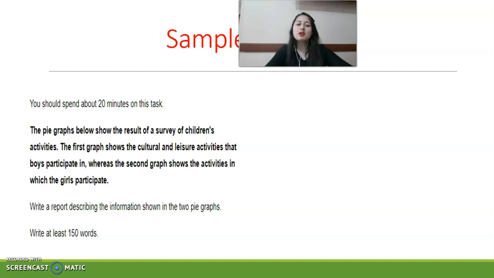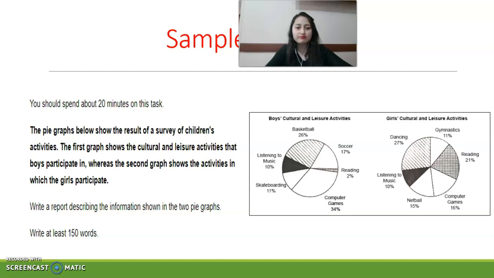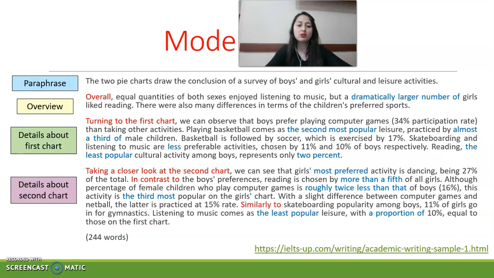Okay, so here I'm going to show you a sample prompt with two pie charts. It says: the pie graphs below show the results of a survey of children's activity. The first graph shows the cultural and leisure activities that boys participate in, whereas the second graph shows the activities in which the girls participate. So that's our prompt. This is the graph, and this is an example I took from IELTSapp.com, where you can see everything I've just said.